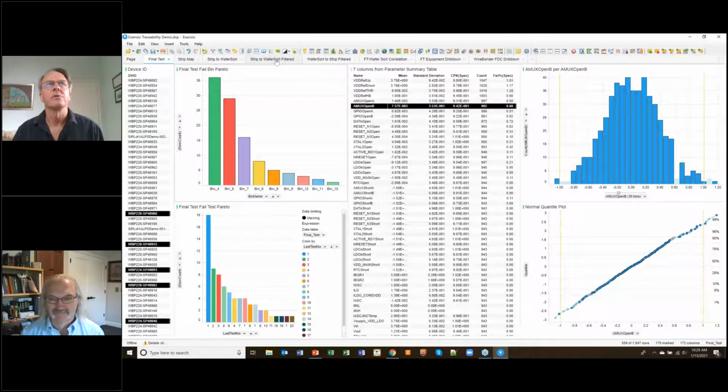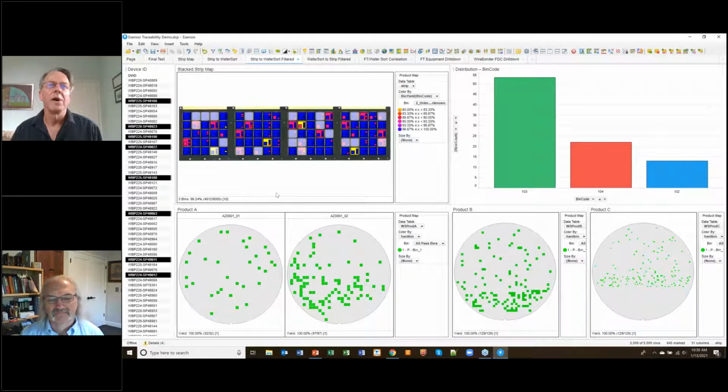So I'm now going to click on the strip to wafer sort. It's a little slow. Okay, so here we see the pattern of these devices on the RMA and how they're laid out on the wafers on products A, B, and C, and we don't see any significant spatial pattern.